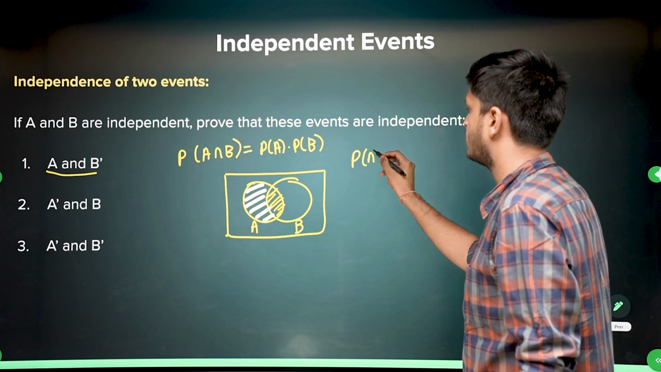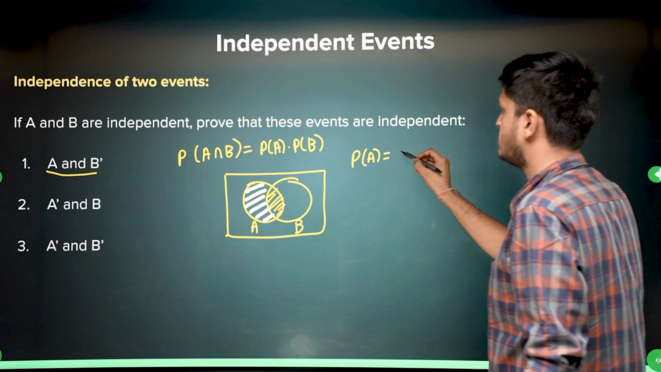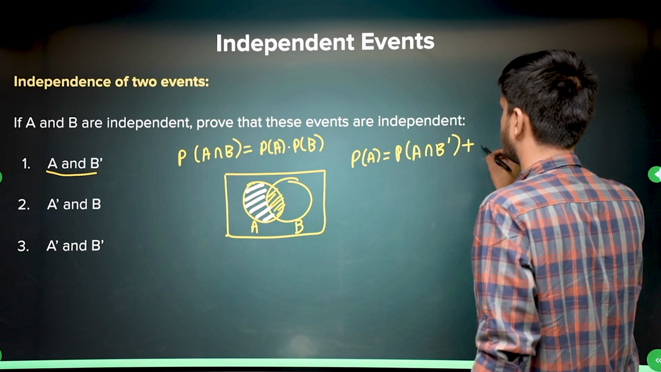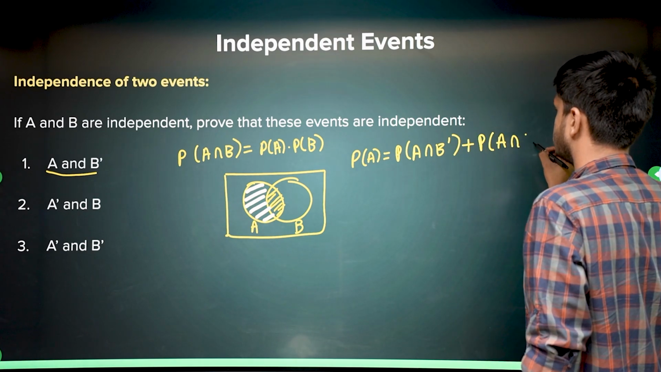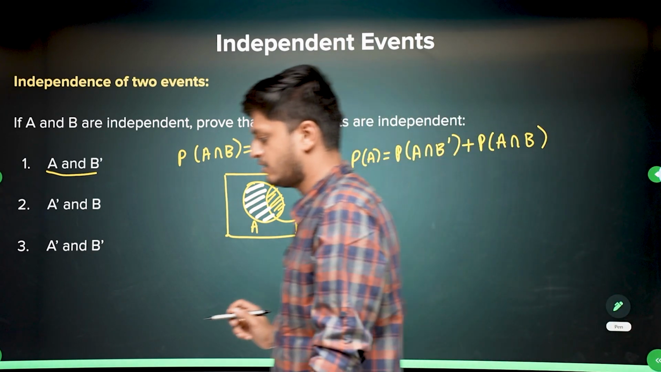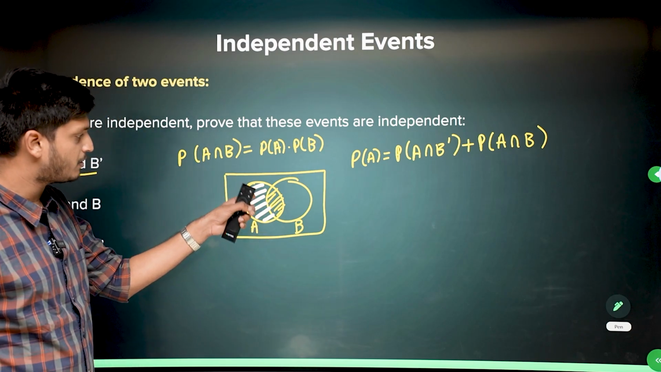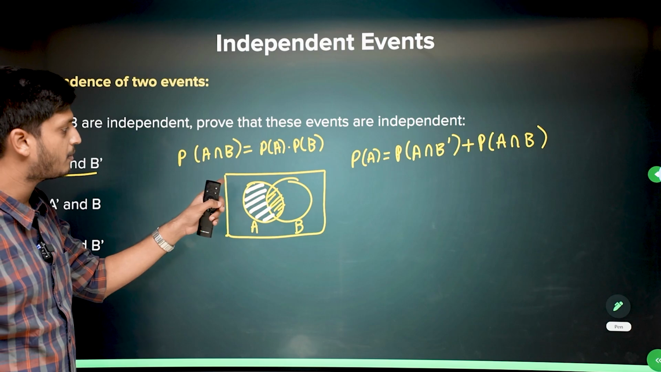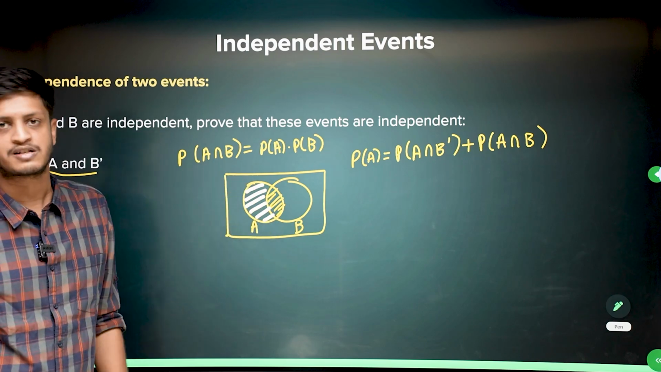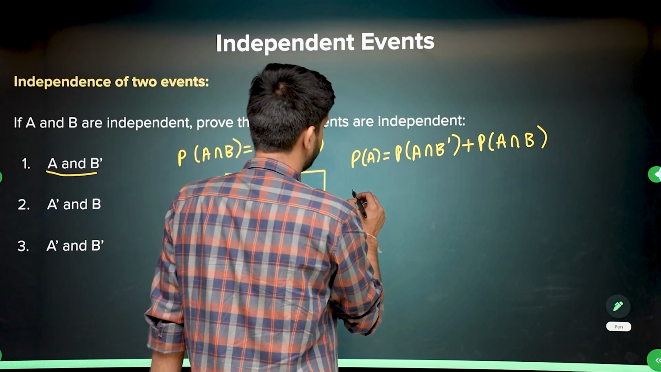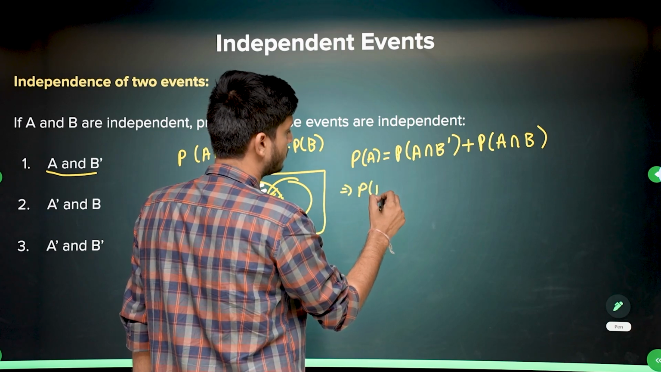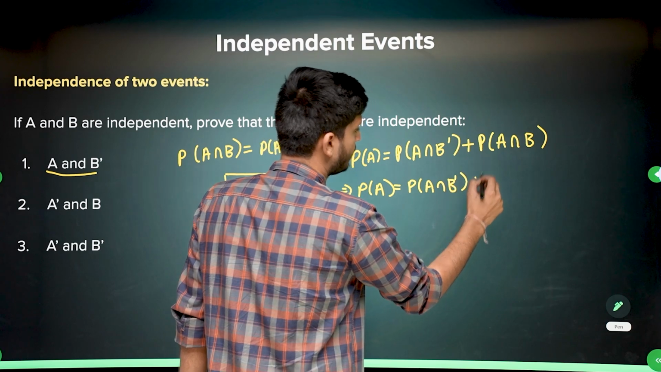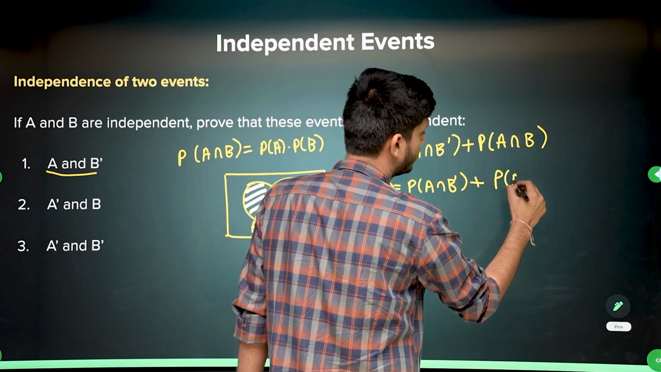Probability of A is what? Probability of A is probability of A intersection B complement plus probability of A intersection B. You have to agree on this, right? Since A intersection B complement is this area, A intersection B is this area. So what does it mean? Probability of A is probability of A intersection B complement plus probability of A intersection B, which is probability of A into probability of B.